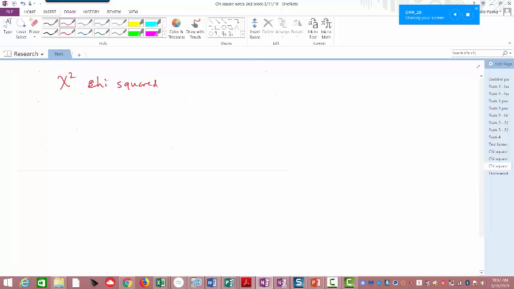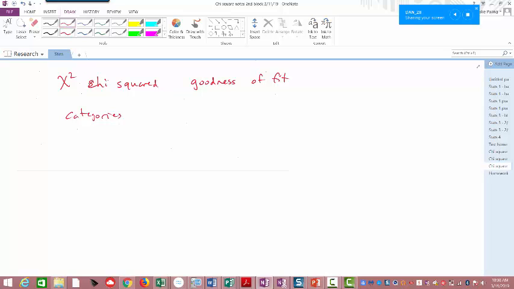So that's squiggly x, that's chi. And this is goodness of fit. Okay, we are doing the chi-squared goodness of fit. You use this when you have categories, and your data fits into categories.